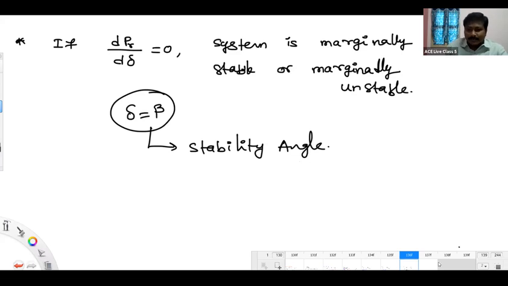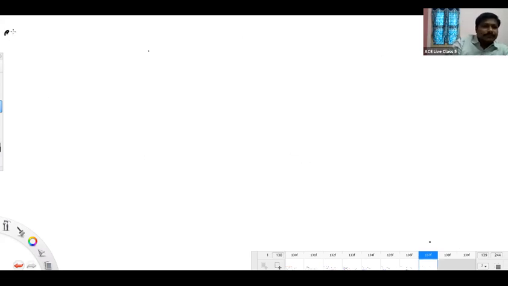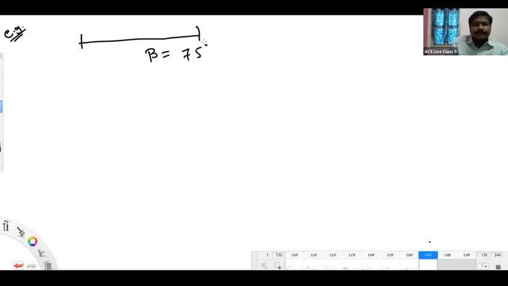For example, just look here. This is one transmission line, having an angular parameter beta, something like 75 degrees. Beta value I am saying as 75 degrees here. So how much is that angle delta we have to maintain now? Tell me please.